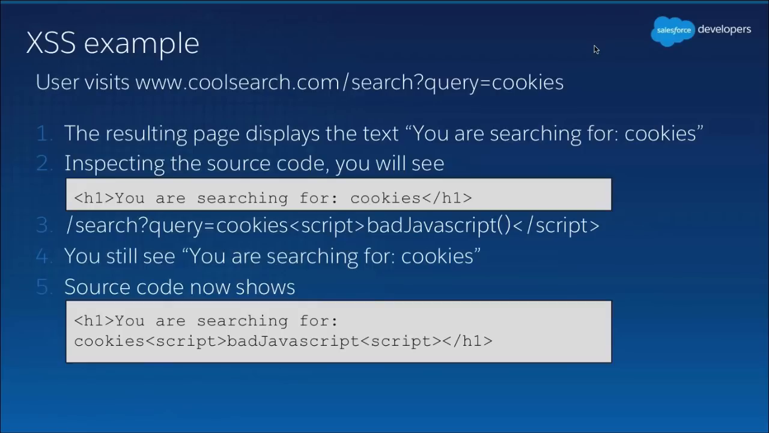Now, when you look at the result page, you still see "you are searching for cookies." You take a look at the code to see what's going on, and you realize the script tags are there, but you don't see them in the browser because they're rendered as JavaScript blocks. You don't see the JavaScript blocks on your web page. However, valid JavaScript within the block that you enter still executes. So in this case, if bad JavaScript was actual JavaScript and does something to your browser, it will execute in the context of this page and this domain.